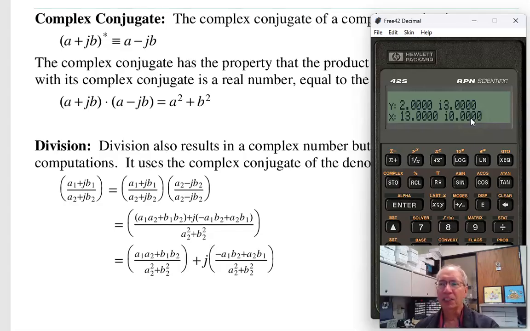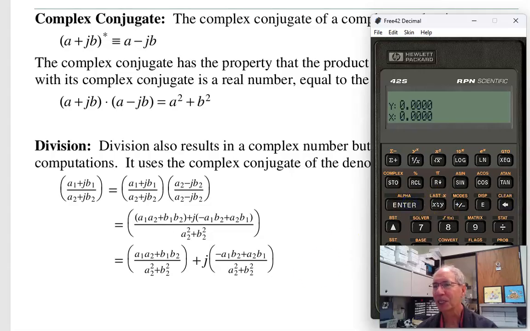Where complex conjugates are useful is for division. So if we have a1 plus jb1 over a2 plus jb2, the way you do that by hand is to multiply by the complex conjugate of the denominator. That makes the denominator a2 squared plus b2 squared. Multiply the two complex numbers in the numerator. I get a real part and a complex part. Split them up. There's the real part. There's the complex part. Okay, that was a lot of work.